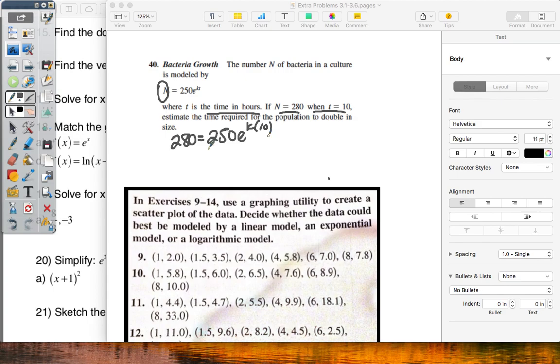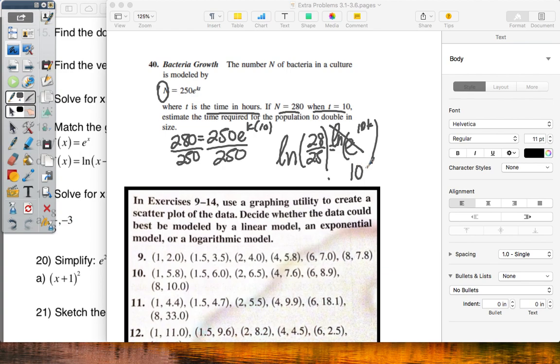Yeah. So divide by 250. Good, because we want to get that e by itself. So that's where we get 28 over 25. You could use a decimal if you wanted to. But then that would be equal to e to the 10k power. So what do I do from here? ln both sides. Good. ln of e on the right side does what? Cancels, giving me 10k equals ln of 28 over 25.